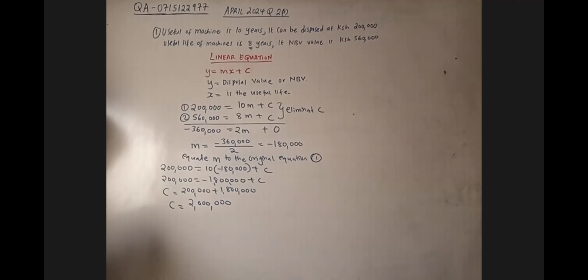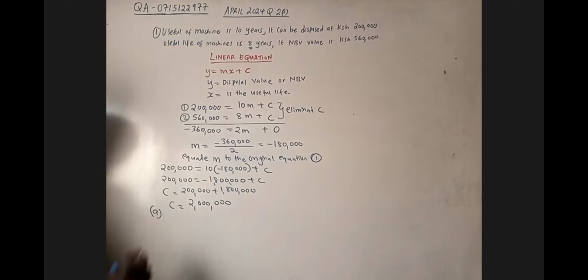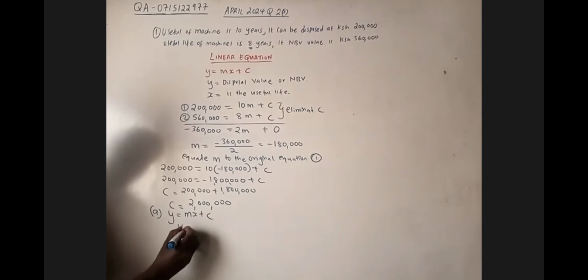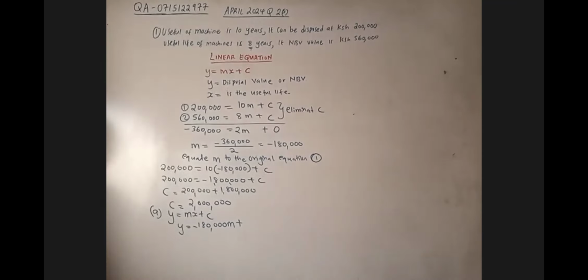Now, what will be the equation of part A? They wanted us to find the linear equation, so it is y = mx + c. What's the value of m? m is minus 180,000, plus our c, 2 million. So that's our part A.